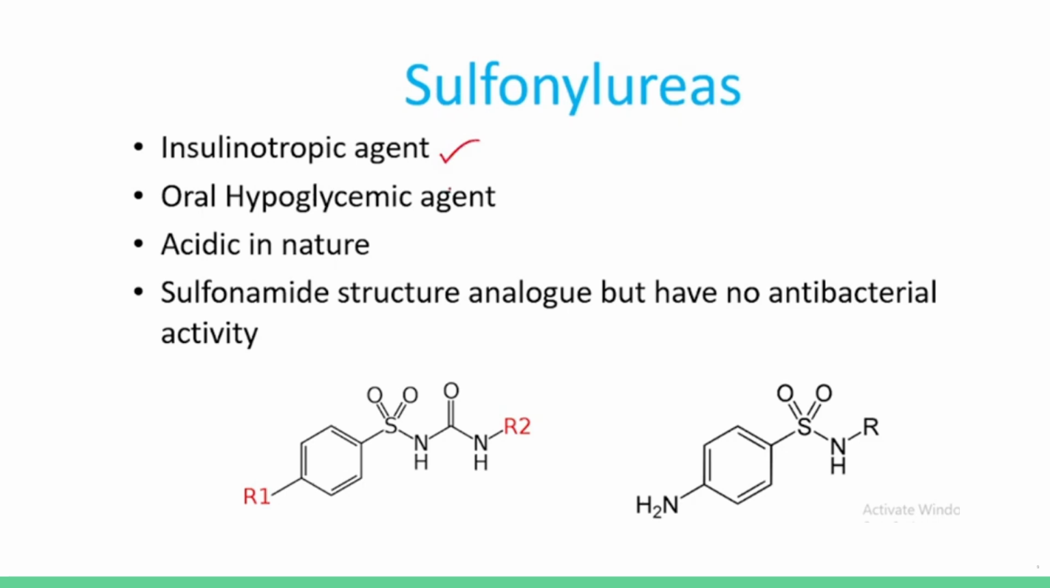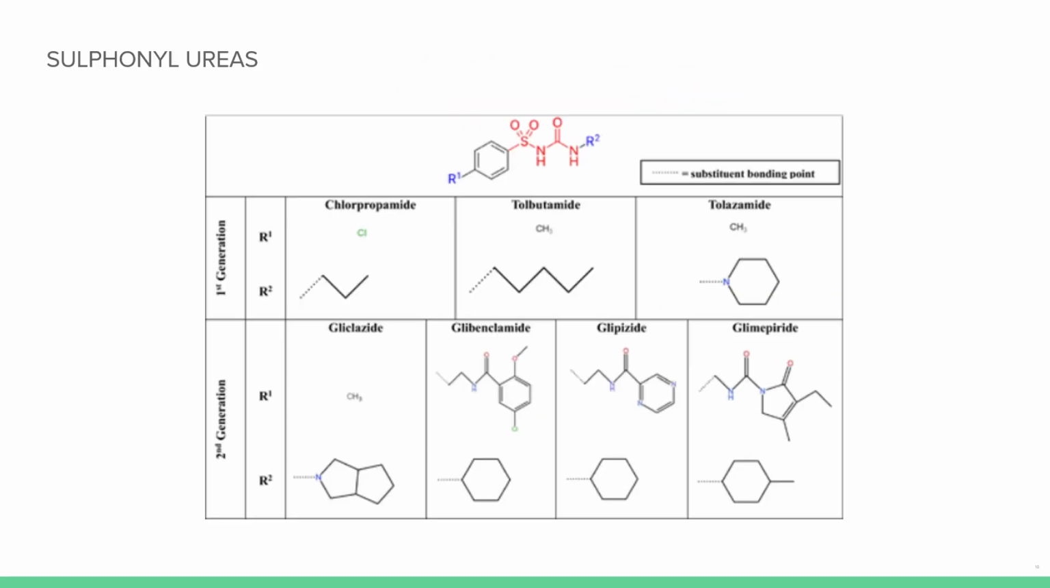And you can see their structure, which is having a sulfonamide moiety with it, where you can see R1 R2 substitution. This R1 and R2 varies, and accordingly the drugs also vary. So this is a brief structure on how the first and second generation varies with R1 and R2 substitution.